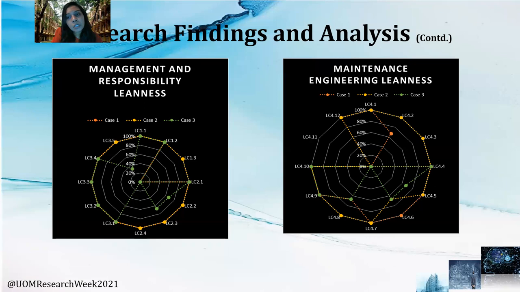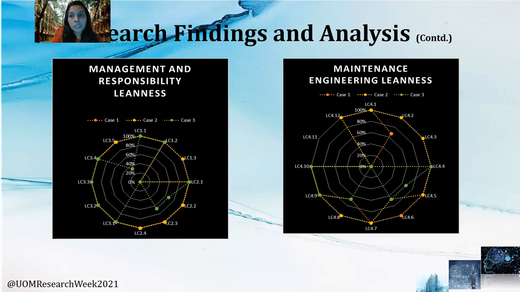So when it comes to maintenance engineering leanness, we identified two organizations deploy the lean tool TPM, whereas the other organization uses preventive and corrective sets of maintenance practices. So in the organizations which deployed TPM, their maintenance was cascaded into two branches, such as planned maintenance and the autonomous maintenance.